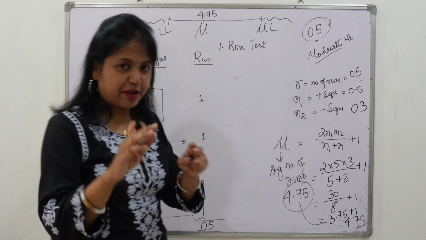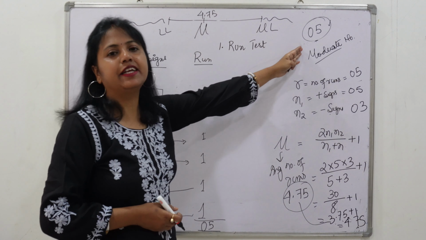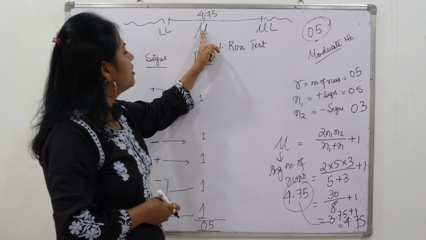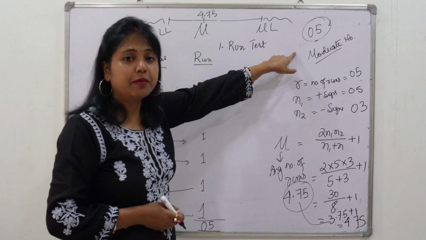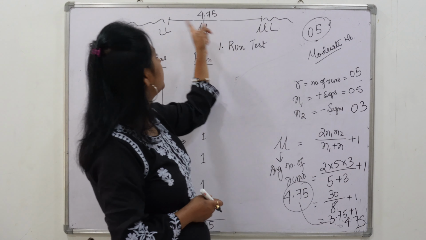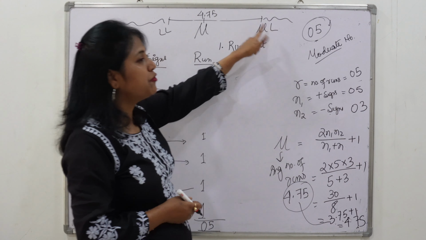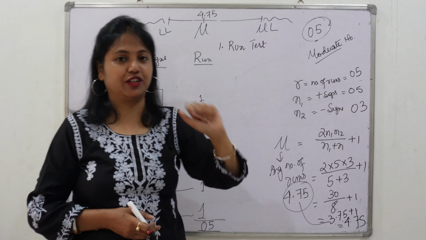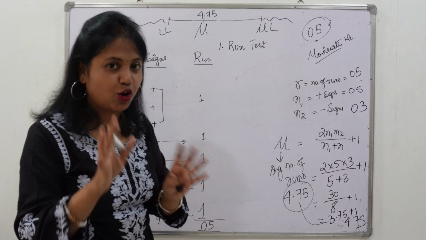I repeat again, if this is the average value and we are not getting the average value, we will see if 5 is crossing the upper limit or the lower limit. Of course 5 is not on the lower side, 5 is on the upper side. But is it coming within the limit? If it is coming within the limit, we will say that the market is efficient. But if it is crossing the limit, then I will say that the market is not efficient.